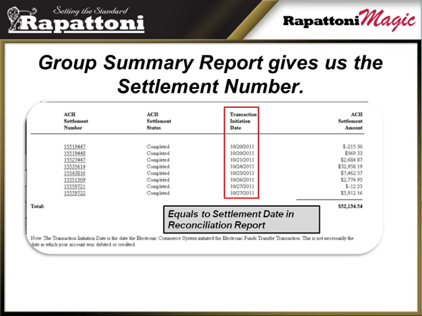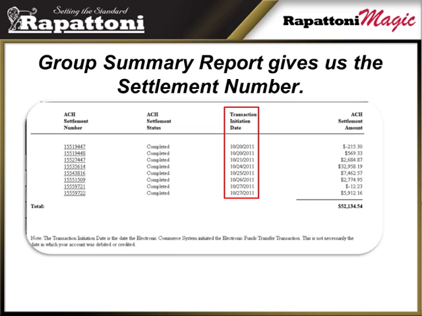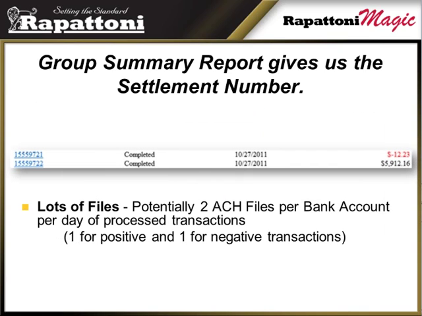These batches also have a settlement date. They call it a transaction initiation date. That equates to the settlement date in the reconciliation report that we're going to run in just a moment. Another quick note. Potentially you could have a number of files when you're importing, especially if you have multiple bank accounts on your e-commerce, because it's two ACH files per bank account per day of processed transactions. One for your positive and one for your negative transactions.